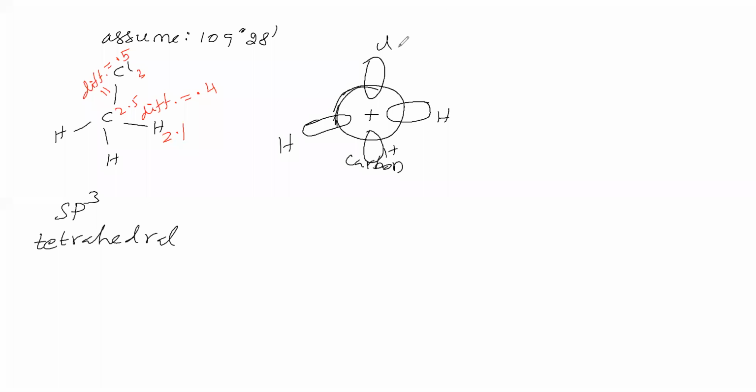Now, we will take the size of chlorine. Size of chlorine is high. Why is the size of chlorine high? For chlorine, the electronic configuration is 1s2, 2s2, 2p6, 3s2, 3p5. So 3 shells are there. Chlorine is having 3 shells, but hydrogen is having only 1 shell. So chlorine size is high, whereas hydrogen size is low.